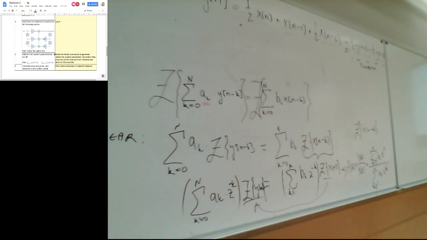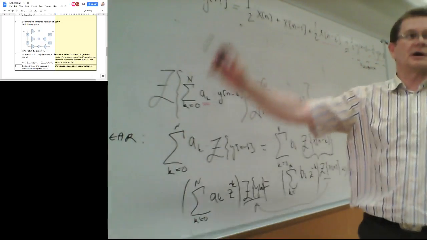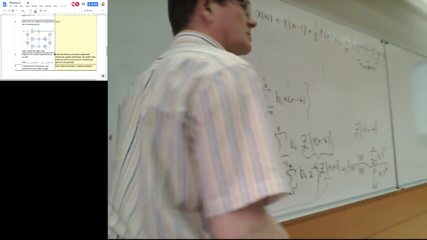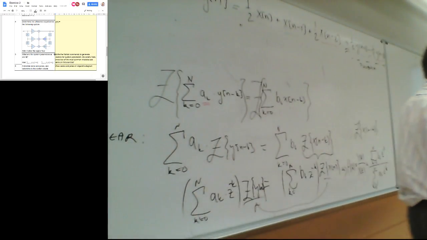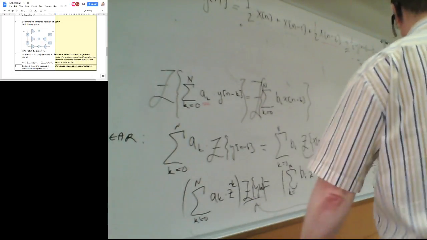So we have the same parameters as in our difference equation also defining the transfer function. You don't need any other parameters or system coefficients than A and B for linear time invariant systems. Good. That was fun.